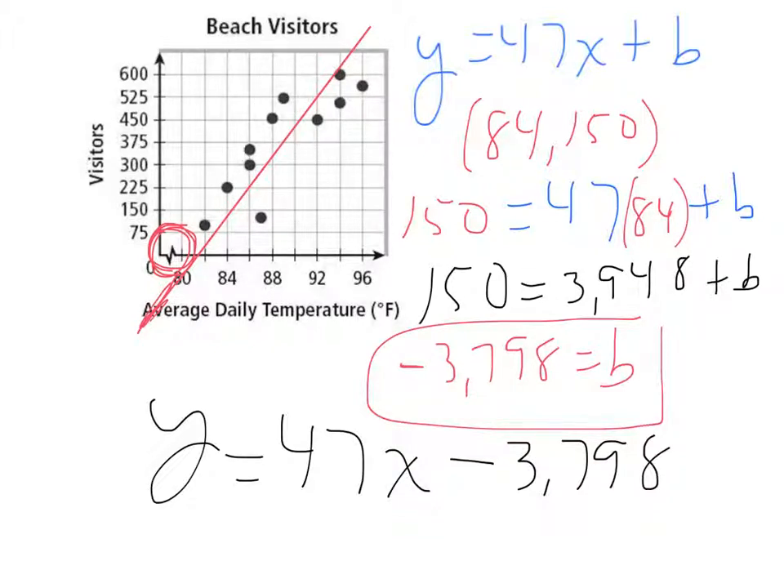We also would restrict it on the high end because we're not going to be interested in, well, how many people would go to the beach if the temperature were 200? Because the answer obviously would be 0.